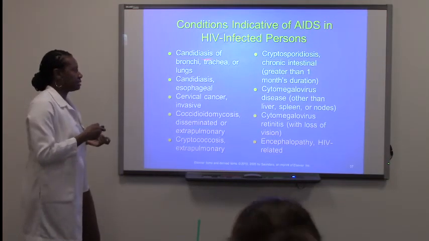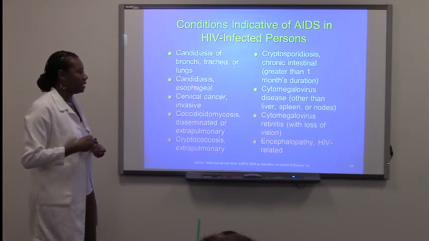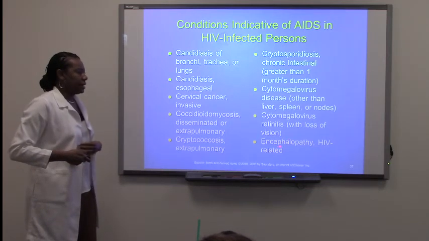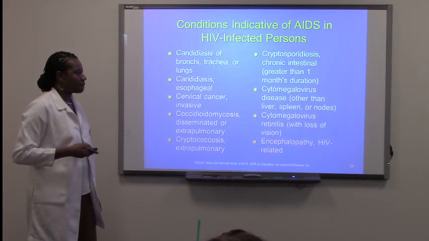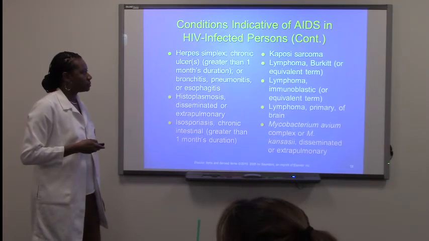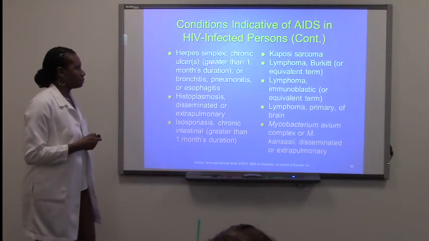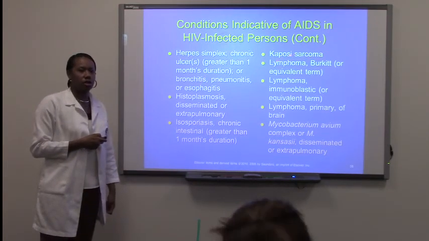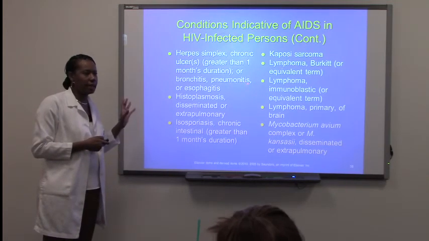So candidiasis, okay, as you know, candidiasis can definitely be found in these individuals, so please highlight that. I will also highlight encephalopathy. I will also highlight herpes simplex. I will also highlight Kaposi sarcoma. Kaposi sarcoma is a cancer that is just related to people that have AIDS.